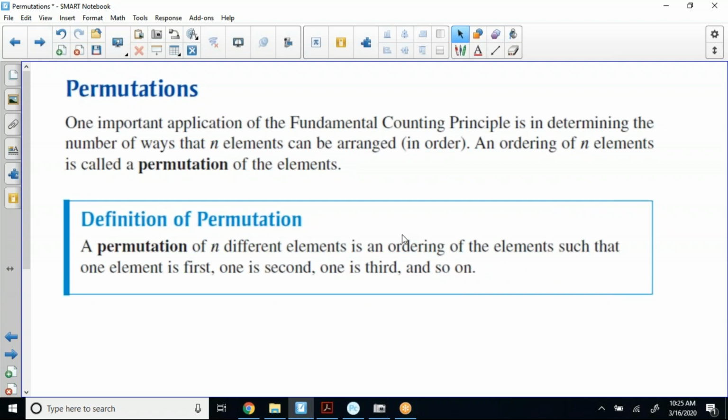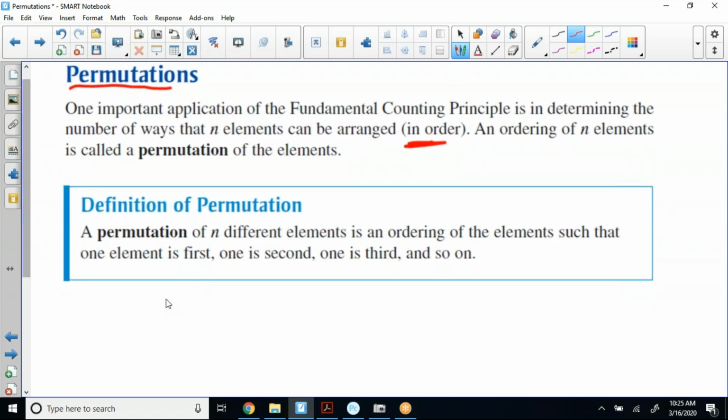Permutations. One application of the fundamental counting principle is determining the number of ways n elements can be arranged in order. Order matters. So when you talk about permutations, order matters. An ordering of n elements is called a permutation, such that one element is first, second, third, or fourth. You'll see it written like this, or in the other notation, nPr. The n would be the total number of items that you have, and r would be your choices, or how many of those you want out of that. How many items are you looking at?